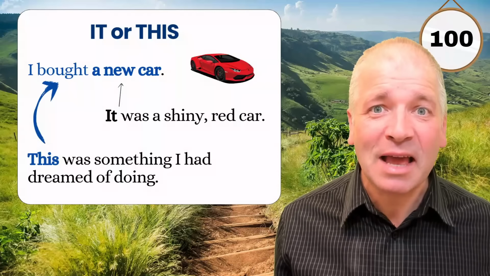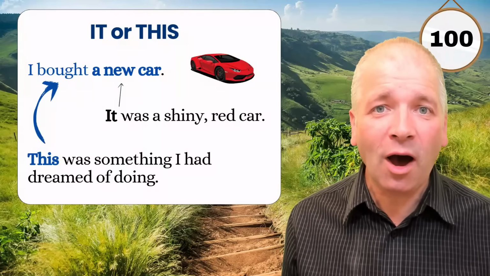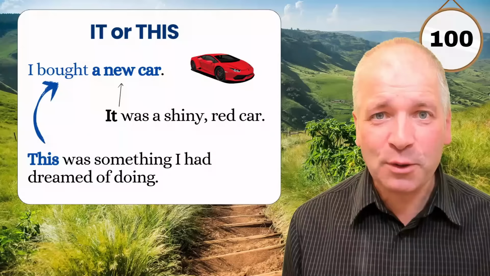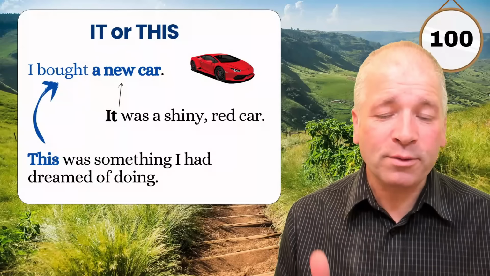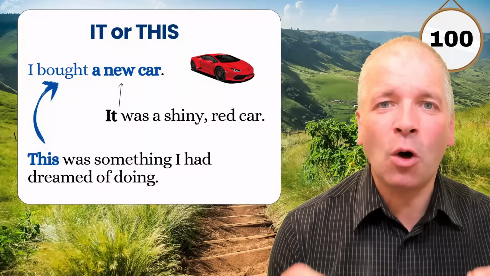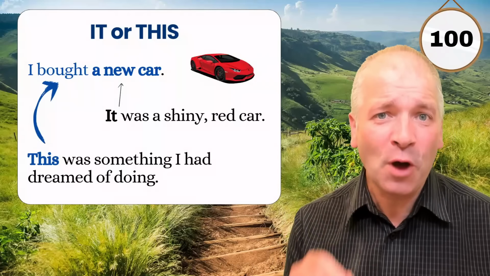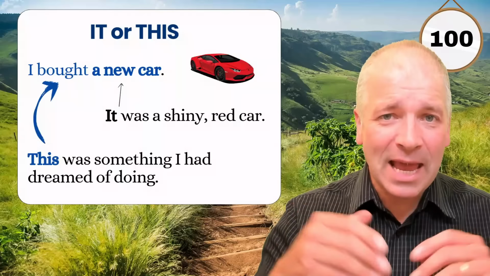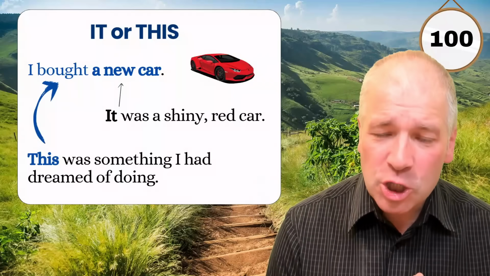Imagine you have this sentence, I bought a new car, and you want to follow on with another sentence. It was a shiny red car. Now, why did I use it here and not this? Because it refers to nouns. It is a replacement for a new car.